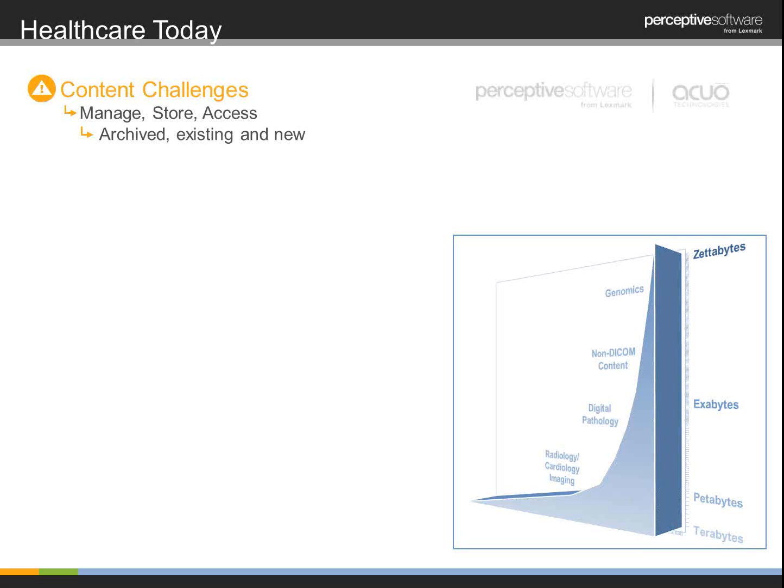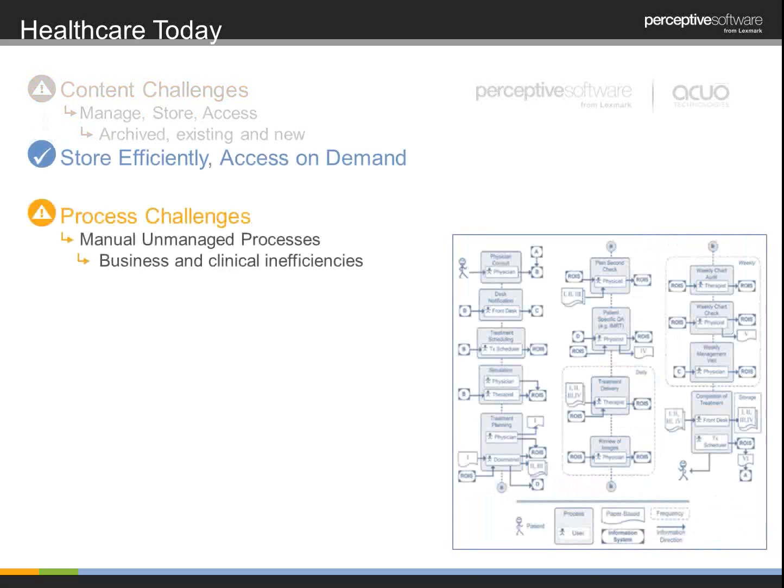So what do organizations need? They need a way to take this content, store it efficiently, and access it on demand. We're going to discuss how we're going to do that today. The second piece is the process challenges that exist within healthcare. There are manual, unmanaged processes that exist in both the business and the clinical space.